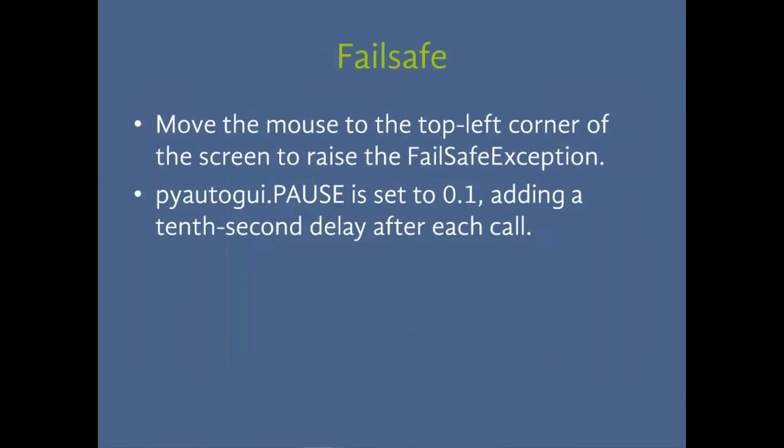So PyAutoGUI does have some fail-safe mechanisms in it. The main one is that if you ever move the mouse to the top left corner where X is 0 and Y is 0, every PyAutoGUI function will be checking for this at the end of the code that it runs.